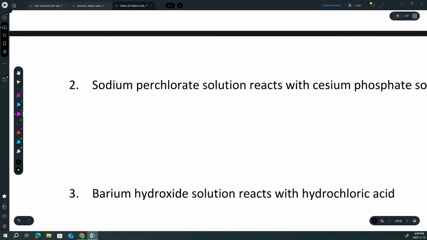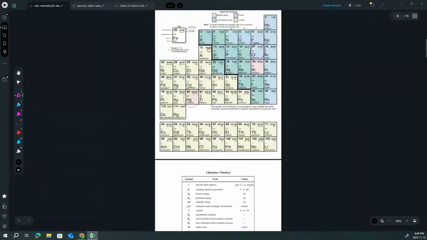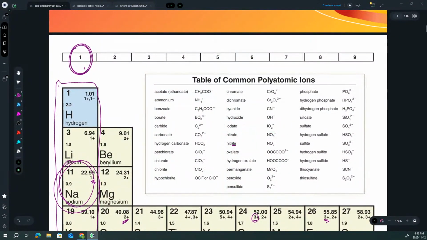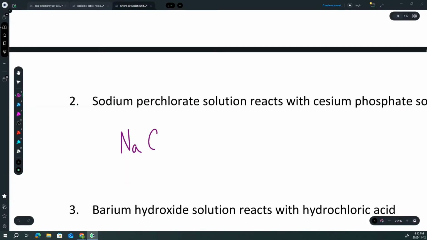All right, moving on. Sodium perchlorate. So sodium perchlorate, let's look that one up. So perchlorate is right here. Ooh. So it's ClO4 1 minus. Okay, this likes to have a 1 minus charge. Sodium likes to have a +1 charge. That equals 0, already balanced. Because it's a solution, I'm writing AQ.